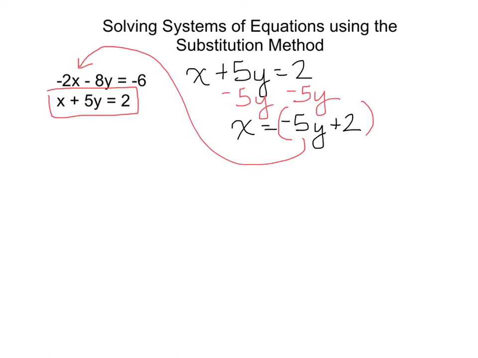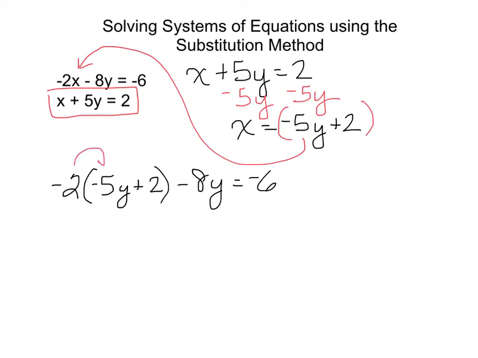When we do this, we only have the variable y to solve for. So we have negative 2 times the quantity negative 5y plus 2, minus 8y is equal to negative 6. Using the distributive property first, we can begin our steps. Negative 2 times negative 5y gives us a positive 10y, and negative 2 times a positive 2 gives us a negative 4. Copy down the rest of the terms in your equation.